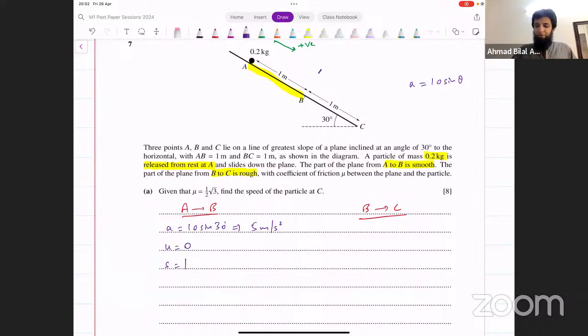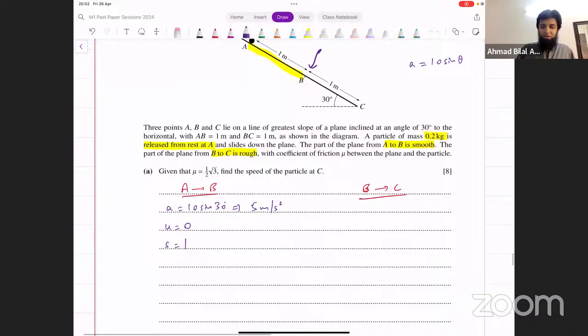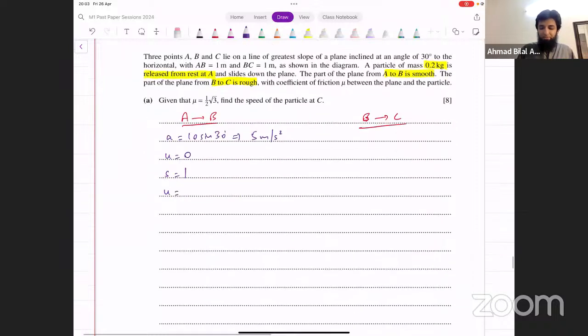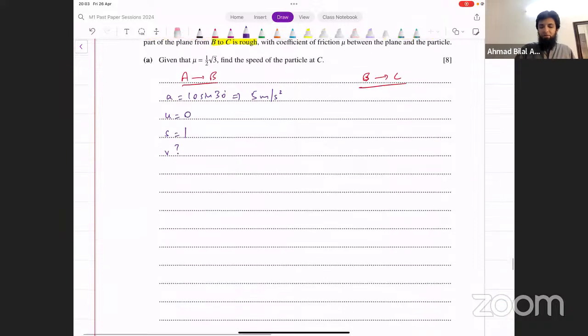Now, finding the final speed, the speed at B would be helpful, because then we can use that as initial speed for B to C part of the journey. So let's find the final velocity using this information from A to B. Let's see what V turns out to be. Which equation do we use for that? We've got V, A, S, and U. We can again use that equation that we used in the last question as well. 2AS equals V squared minus U squared.